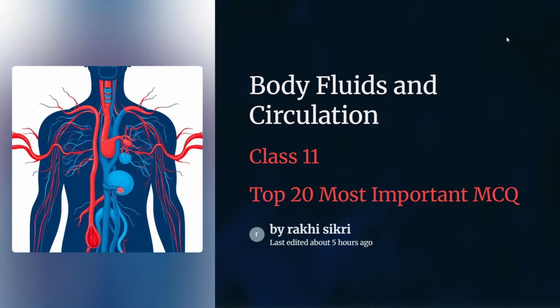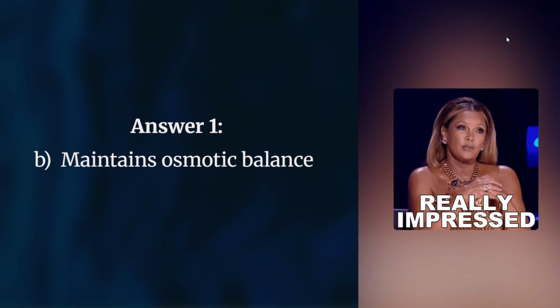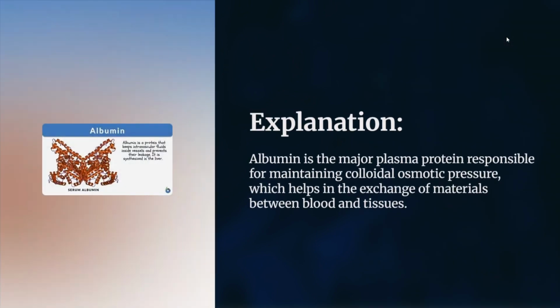So let's get started. Question number 1: which of the following statements correctly describes the function of albumin in blood? The options are A. Helps in blood clotting, B. Maintains osmotic balance, C. Inactivates toxins, or D. Initiates immune responses? And the correct answer to the question is option B. It maintains osmotic balance. Albumin is the major plasma protein responsible for maintaining colloidal osmotic pressure, which helps in the exchange of materials between blood and tissues.